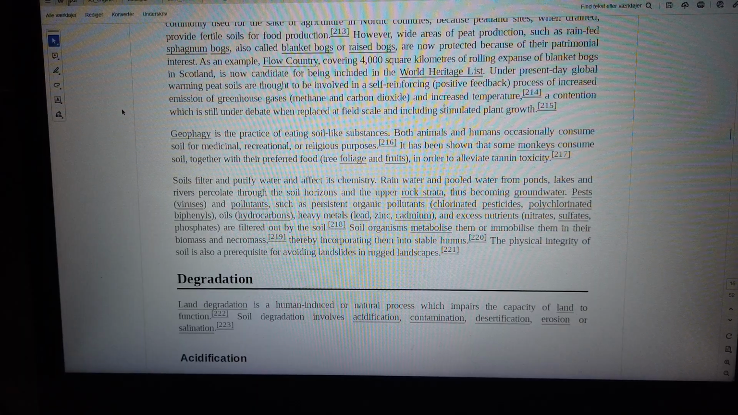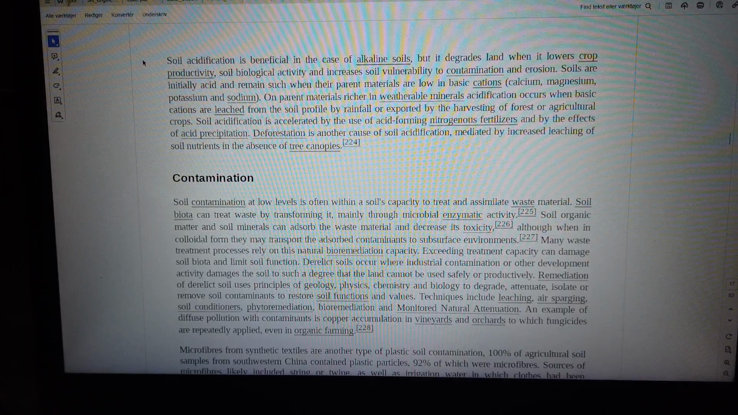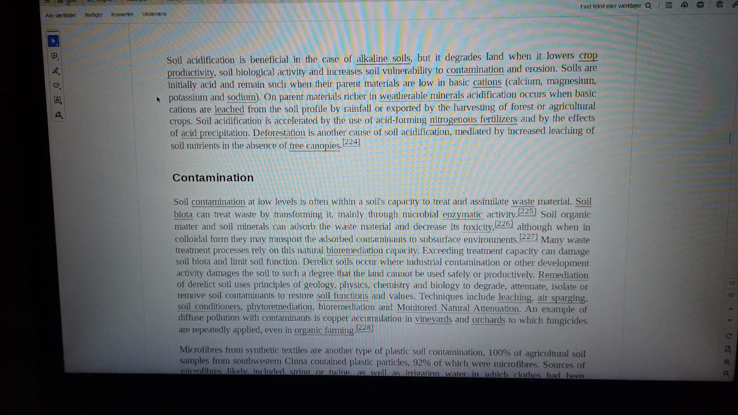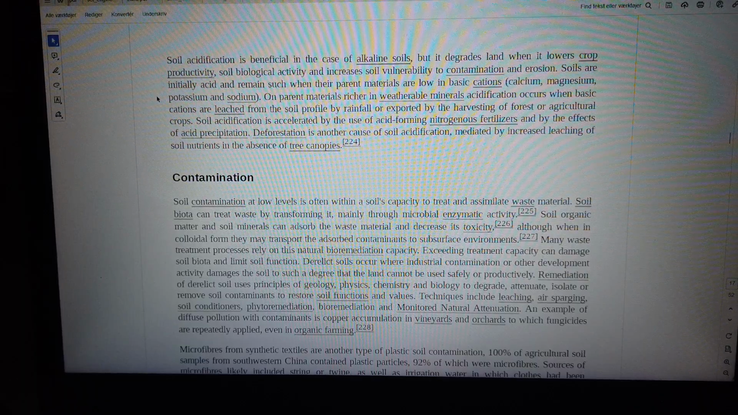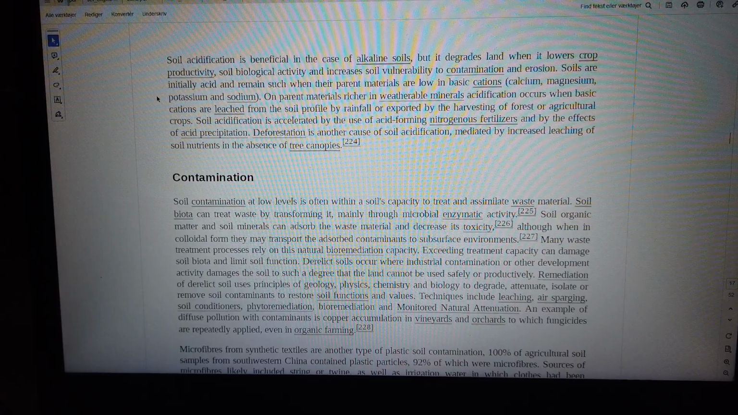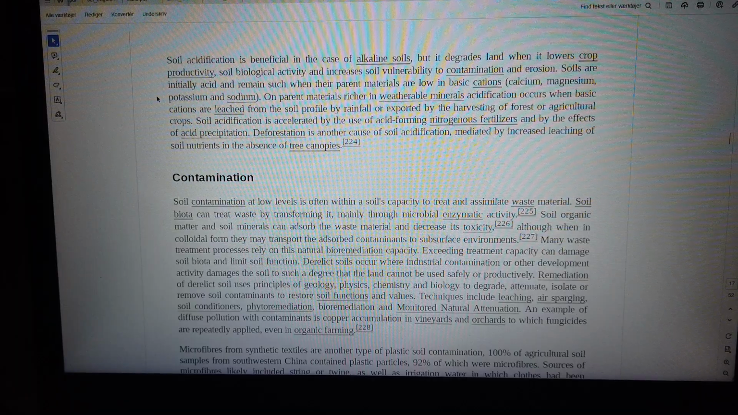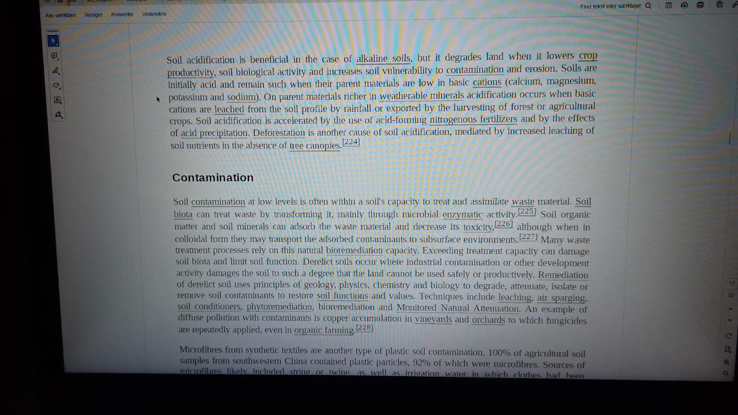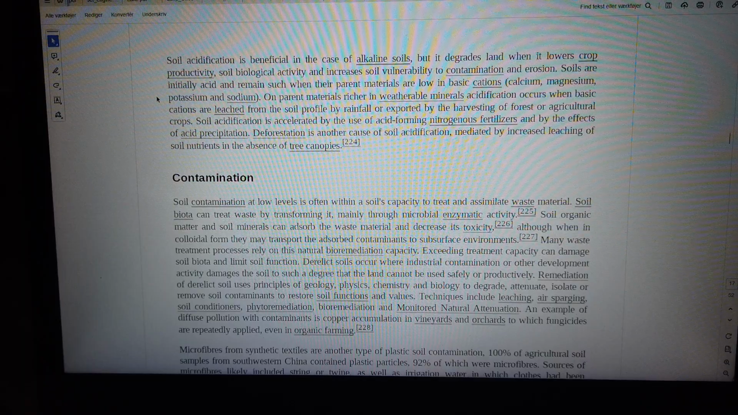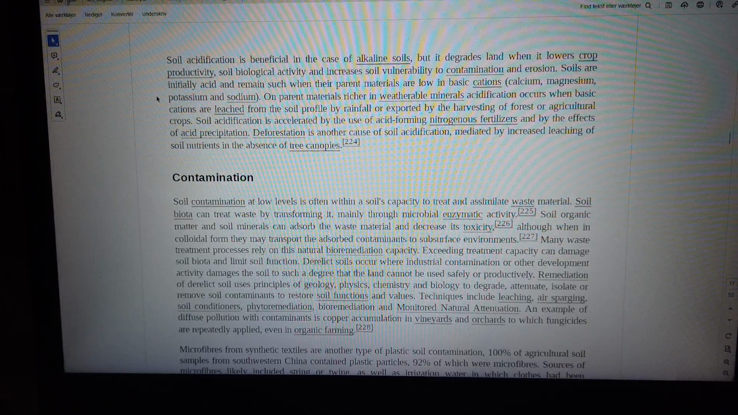Acidification. Soil acidification is beneficial in the case of alkaline soils, but it degrades land when it lowers crop productivity and soil biological activity, and increases soil vulnerability to contamination and erosion. Soils are initially acid and remain such when their parent materials are low in basic cations, calcium, magnesium, potassium, and sodium. On parent materials which are rich in weatherable minerals, acidification occurs when base cations are leached from the soil profile by rainfall or exported by the harvesting of forest or agricultural crops.